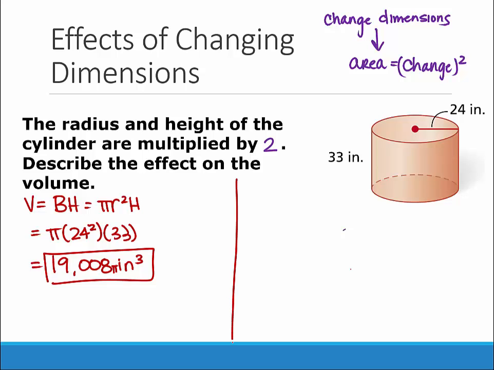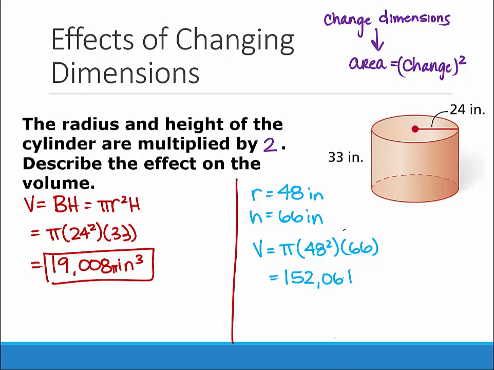And then we're saying that everything's multiplied by 2. So my radius is now 48 inches, and my height is now 66 inches. So let's plug it in the formula again. So pi times my new radius squared times my height. So 48 squared times 66 gives us 152,064 pi inches cubed.